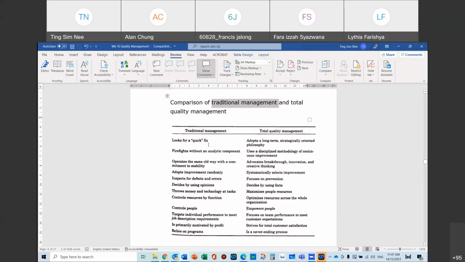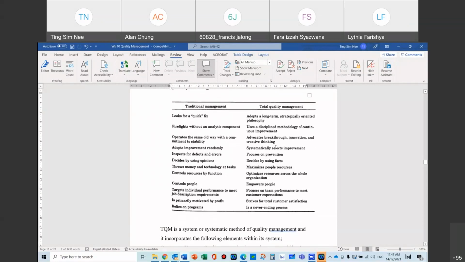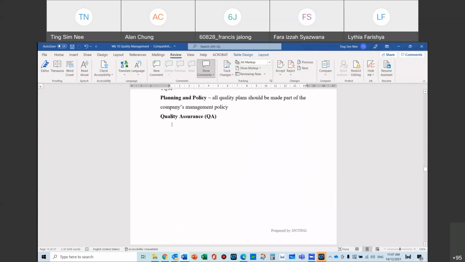Okay, all right. So it's not a quick fix. It's actually a process management. Traditional is about controlling people. Total quality management is empowering people. It's about customer satisfaction. So this one, traditional management, is the bottom line, the profit, the figures. If you make money, then that's good. If you don't make money, that's not good. You see, so TQM realizes that behind quality, there's a lot of money involved. Okay, so these are the features of TQM.